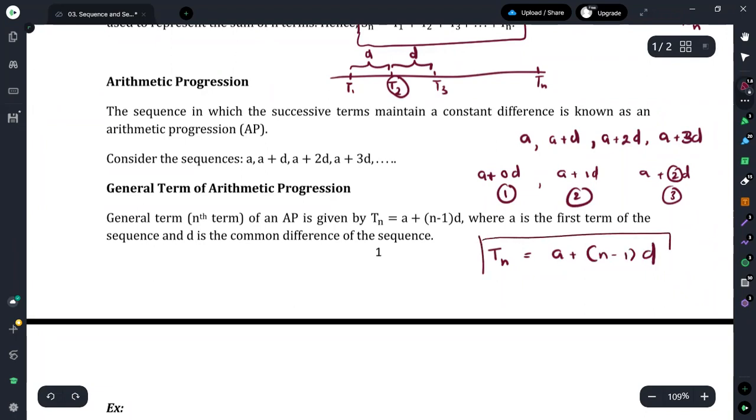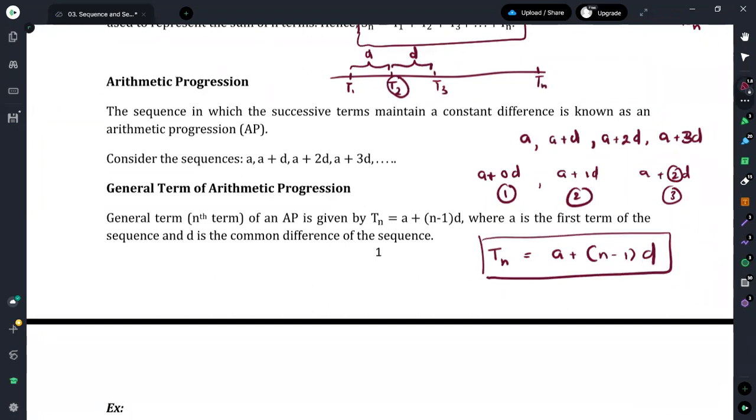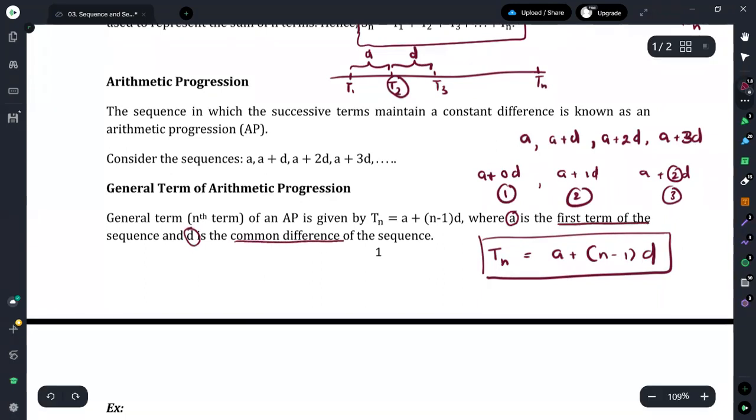Therefore, this is considered the general term, or the nth term, of the arithmetic progression. It is given as A plus n minus 1 times d. And here, A is the first term of the sequence and d is the common difference. D is the common difference of the sequence and A is the first term of the sequence. Therefore, this is what we have to keep in mind: A is the first term, d is the common difference, and n is the number of terms that we are having in the arithmetic progression.